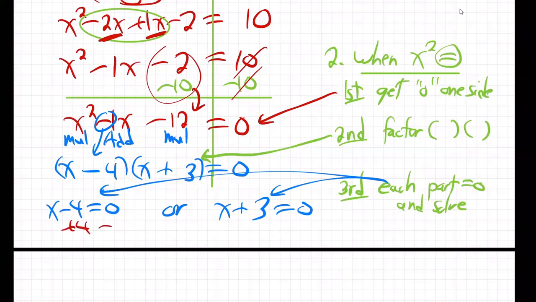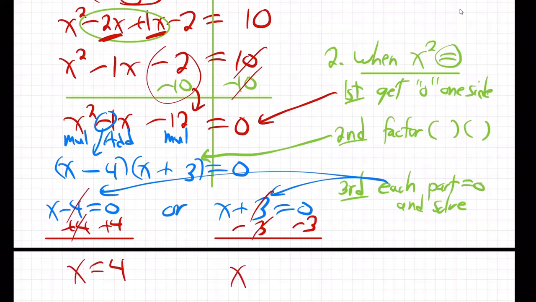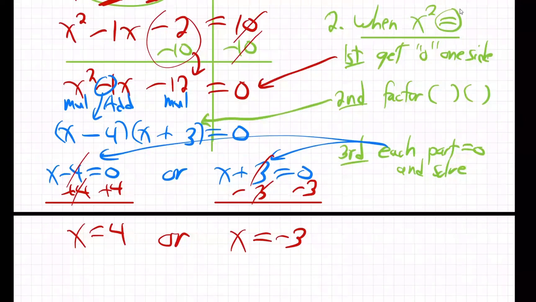So then add 4 to both sides. And over here, subtract 3 from both sides. And this cancels, and we get x is 4, this cancels, or x is -3. So we got two answers. There's two answers. See how I finished this up? Just added 4 to both sides and subtracted 3 from both sides. So the answers are 4 or -3.